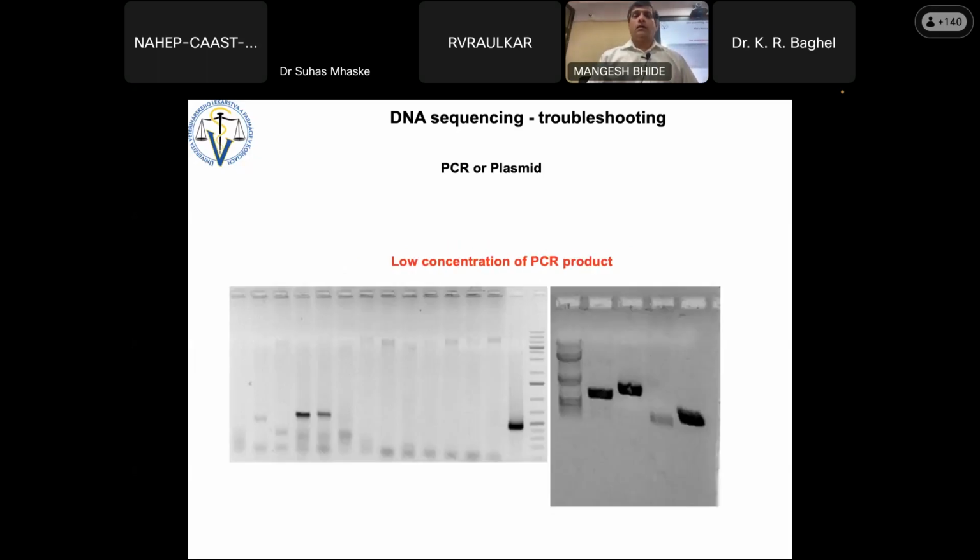And to your question, Rashmi, low concentration of PCR product, what should I do? So there are two options. First, make the purification better, or increase the concentration of PCR. That means you can do 3 or 4 times PCR, put together and purify.